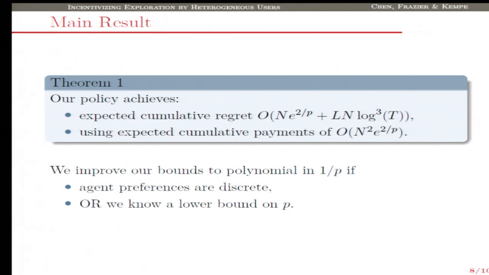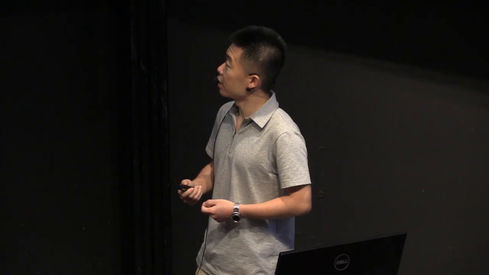cumulative regret of a constant plus n log t to the third, with the expected cumulative payment bounded by a constant. One thing to point out is that this constant is actually very large. It is exponentially dependent on 1 over p. We can actually improve this constant to polynomial dependence on 1 over p if either the agents' preferences are discrete or we have a lower bound on p.